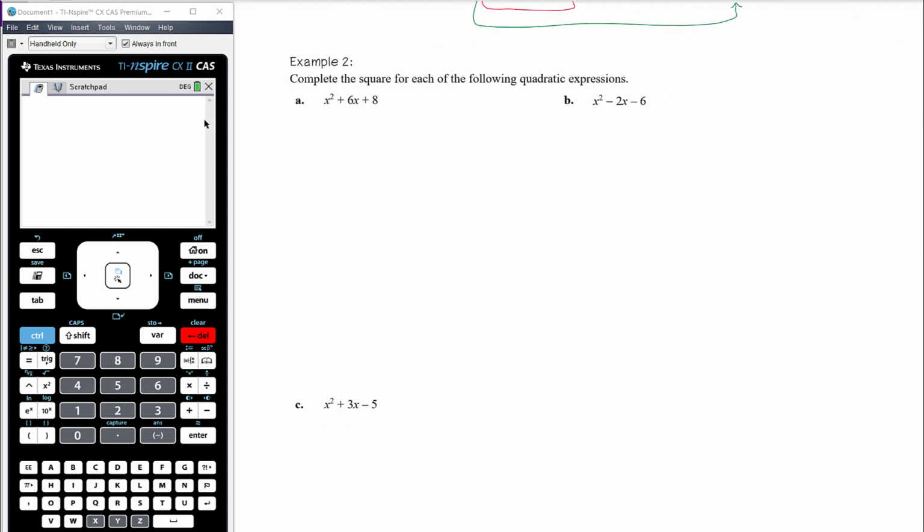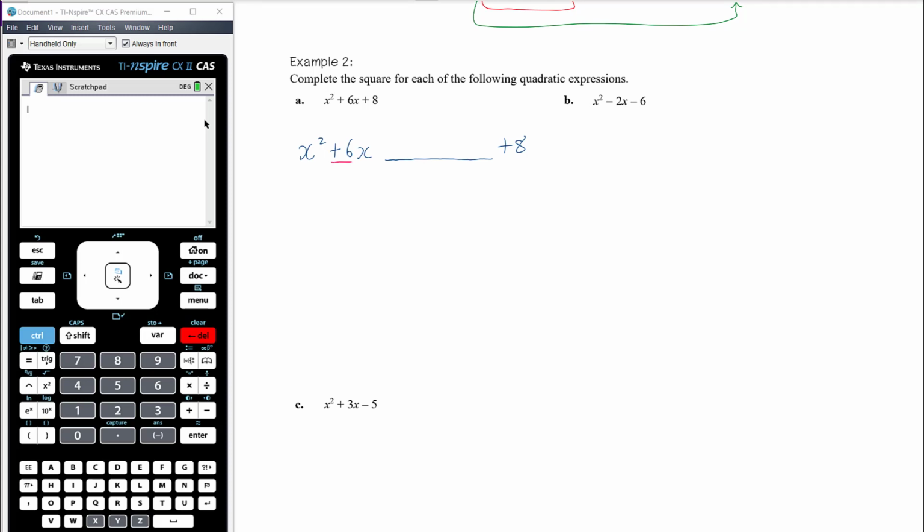So complete the square for each of the following quadratic expressions. Okay, so the idea is, at the moment it's not a perfect square. If I halve 6 and square it, I would get 9, not 8. So this isn't a perfect square. So what we want to do is create a perfect square. So x squared plus 6x, we want to turn that bit into a perfect square, and then we'll worry about the plus 8 at the end. Okay, we'll just leave that for now, we'll think about it later. Let's focus on the first two terms and how we make a perfect square out of that.